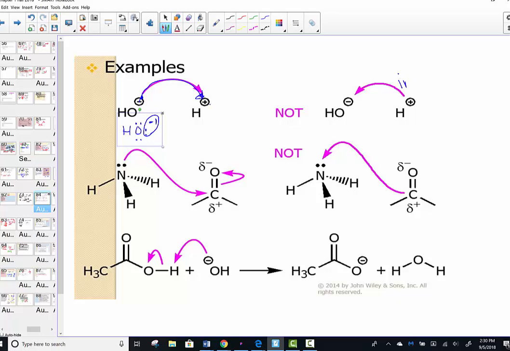It is incorrect to originate an arrow at an electron deficient site. I'm going to repeat that. It is incorrect to originate an arrow at an electron deficient site. H positive has no electrons, so therefore I cannot begin an arrow there and point towards the electron-rich negative, because this is an electron push arrow. We're tracking electrons.